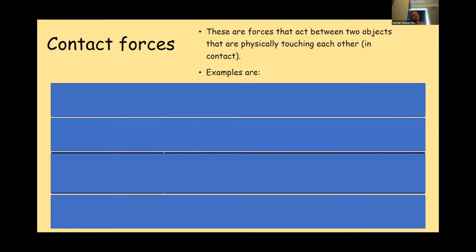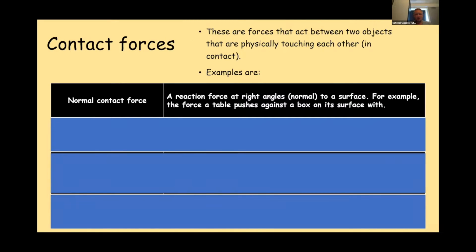So what we're talking about, well, we've got different types of forces based on whether they need to be touching, like my football, or whether they don't need to be touching, like, for example, the magnet and the paperclip. Contact forces are forces that act between two objects that are physically touching each other, or they're in contact with each other. Examples of this being a normal contact force.